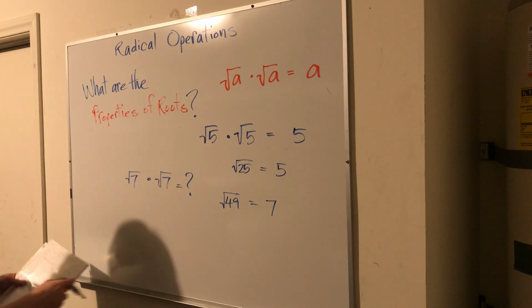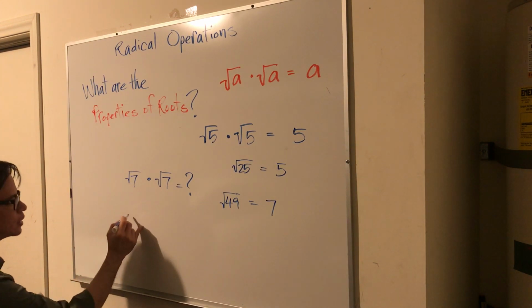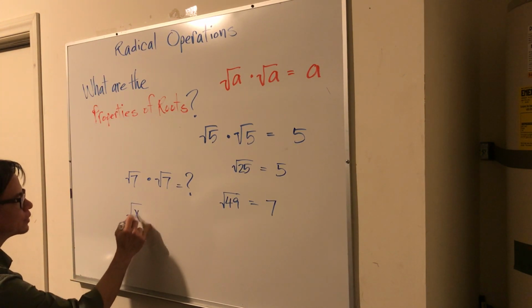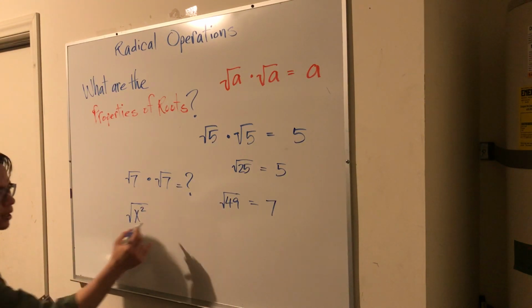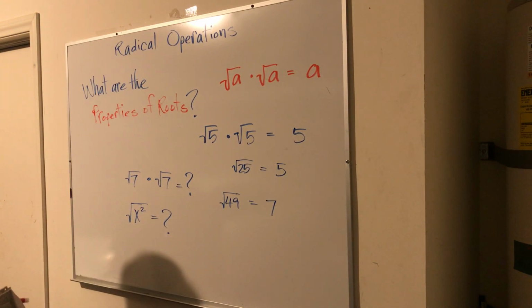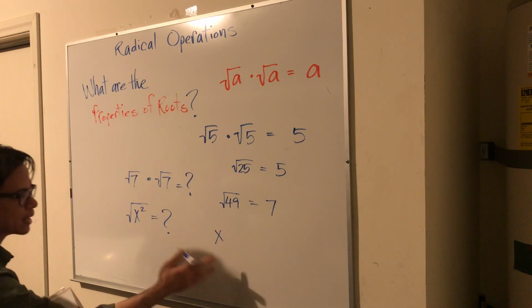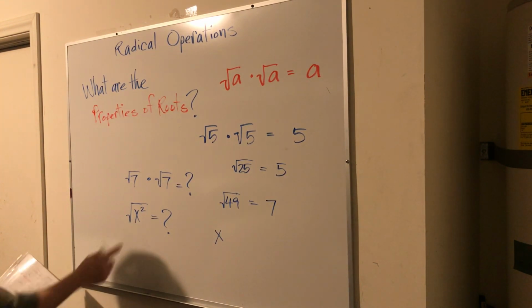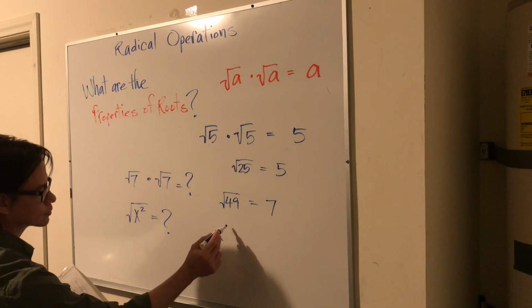Okay, now here's a curveball for you. What is the square root of x squared? Okay, so what times itself will give you x squared? If you say x, you are correct, because x times x is x squared. Okay, so that's your answer.